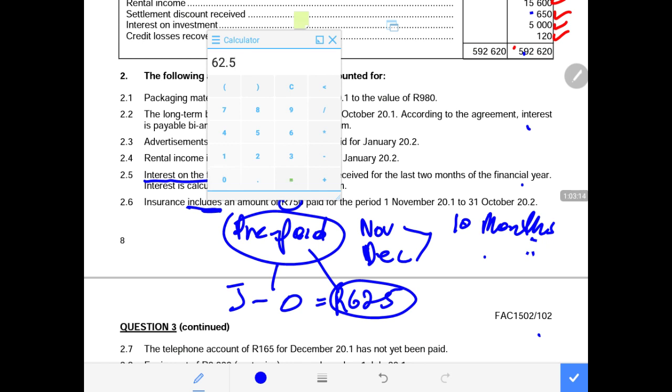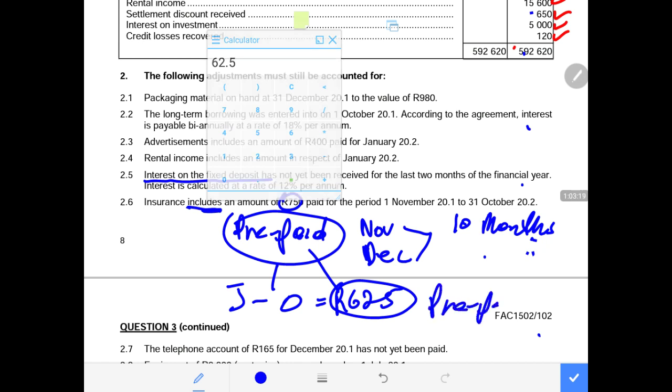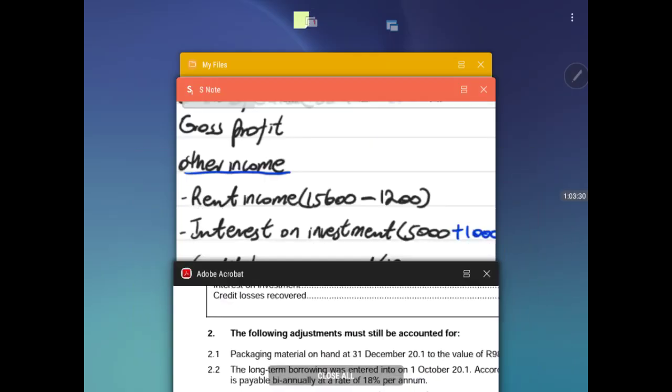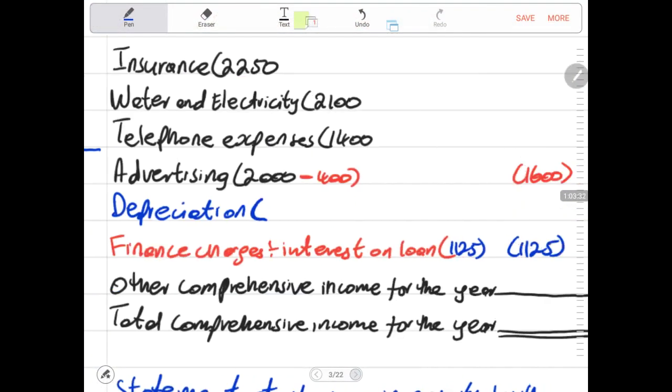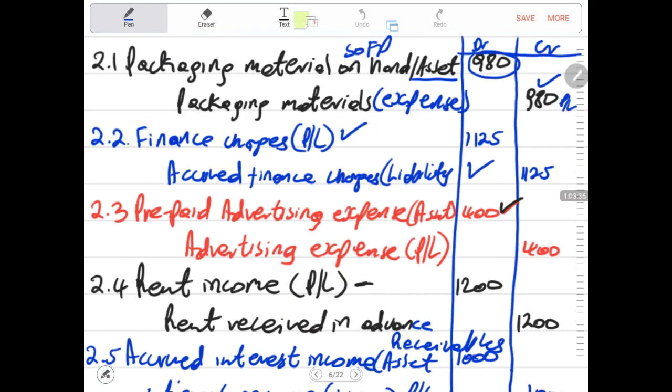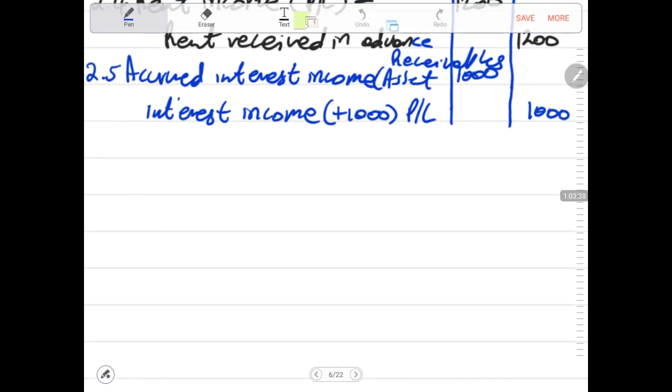And the prepaid expense, please highlight that, prepaid expense is an asset. Prepaid expense is an asset. And assets increase on which side? On the debit side. So that means we need to say debit prepaid expense and we credit insurance, because we need to reduce our insurance account by the amount that belongs next year.